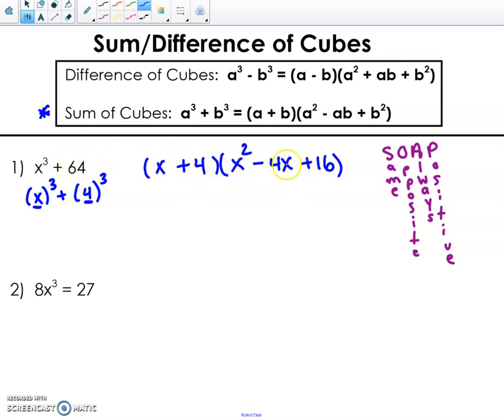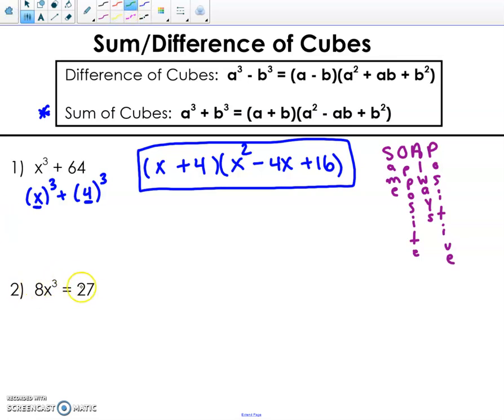So once we do that, we see that we do have a quadratic here. If we try to factor this quadratic, it's not going to be factorable. So anytime that we're using sum and difference of cubes, the quadratic that we get for the second piece will never be factorable. So once you kind of plug it into the formula, that's as factored as we can get. And again, there's no equal sign, so we just leave it like that.